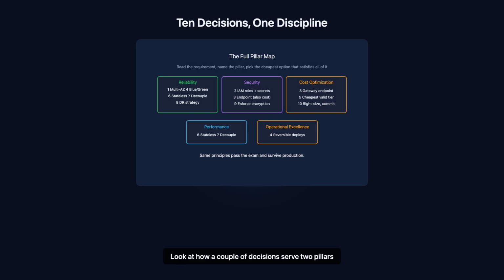Look at how a couple of decisions serve 2 pillars at once, because good architecture rarely optimizes just one thing. And the one habit underneath all 10, read the requirement, name the pillar it's testing, then pick the cheapest option that satisfies all of it. The same principles that pass the exam are the ones that survive production.